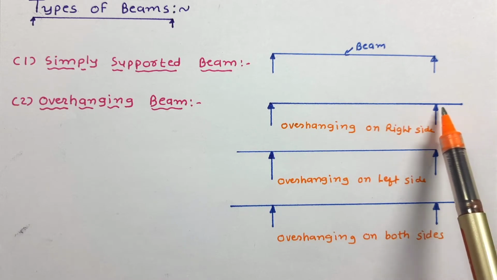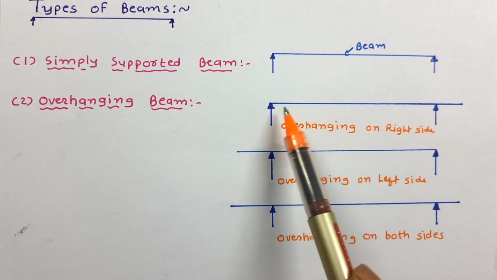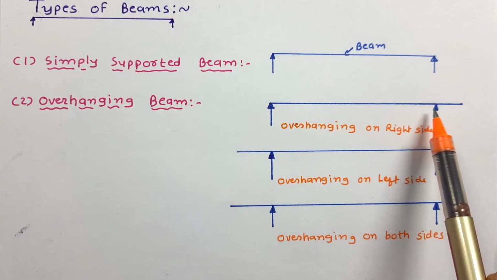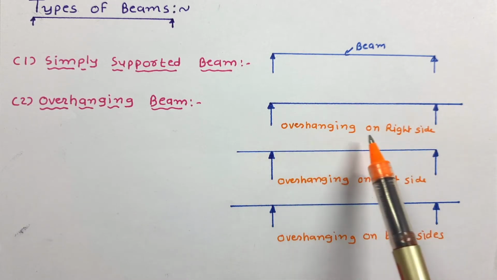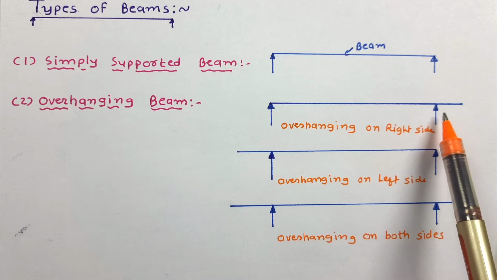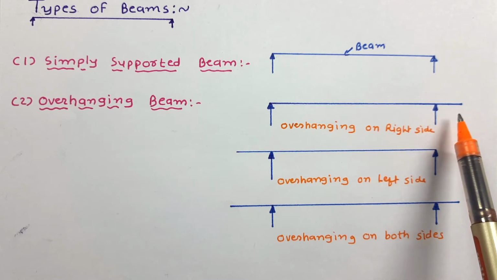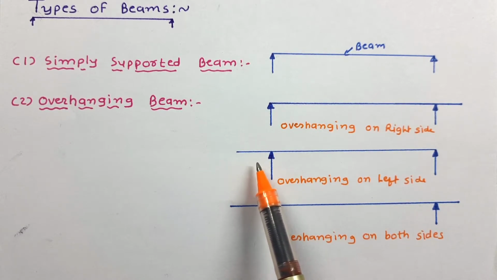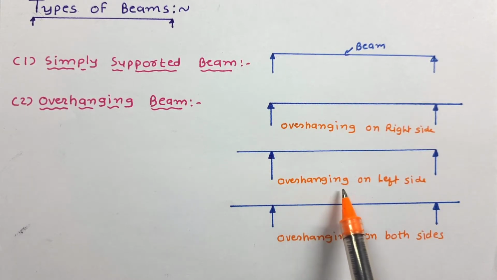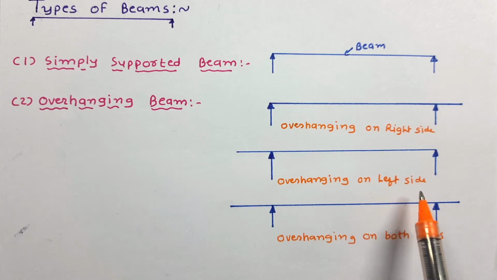So this is the overhanging portion and this is the simply supported portion. Depending upon on which side the overhanging portion is provided, it may be classified as overhanging on the right side, because here on the right side overhanging is provided. Here the overhanging portion of the beam is on the left side, so it is called overhanging on the left side.